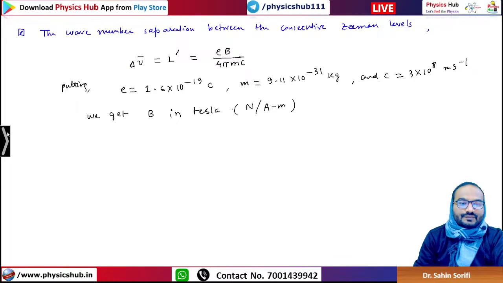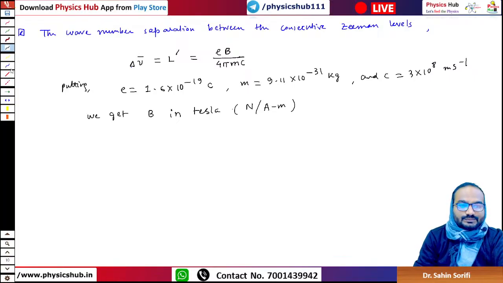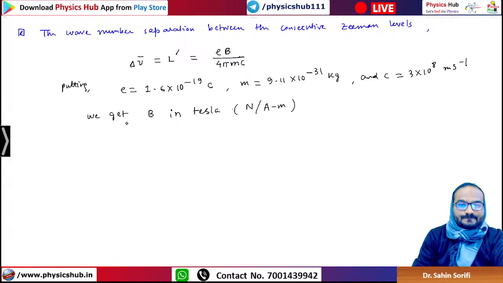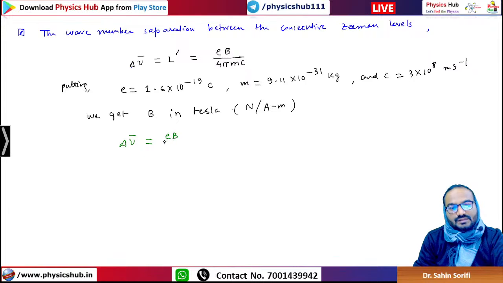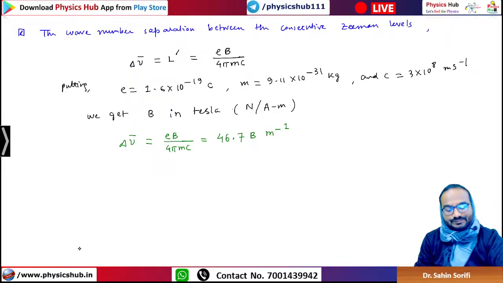Now you see this particular value, after putting all these, we get delta nu prime is equal to EB by 4 pi MC. So E by 4 pi MC, if you calculate, you will get 46.7 B, and you will get it in terms of meter inverse.